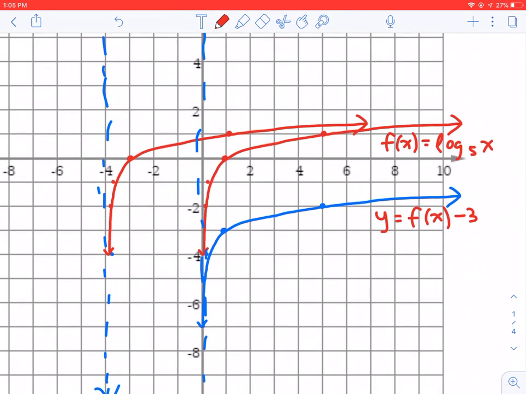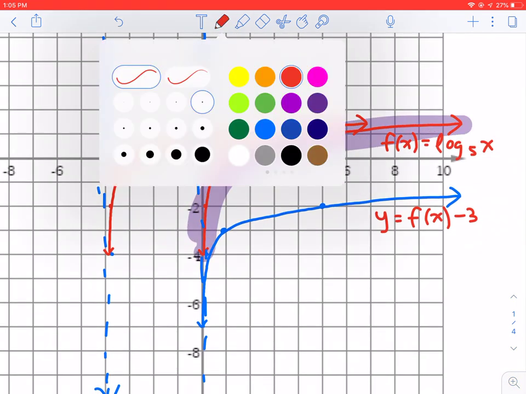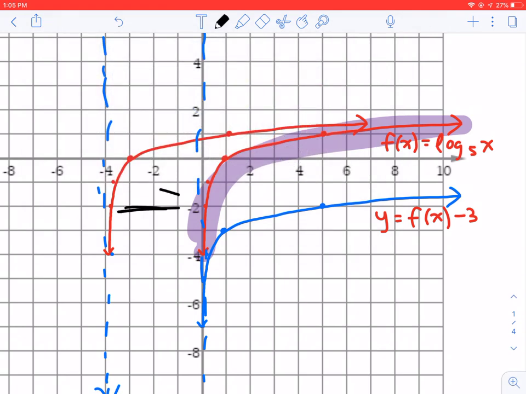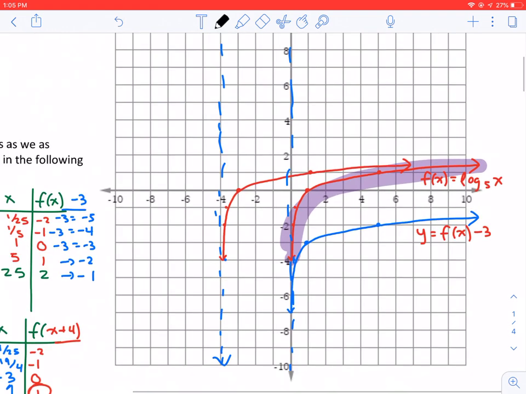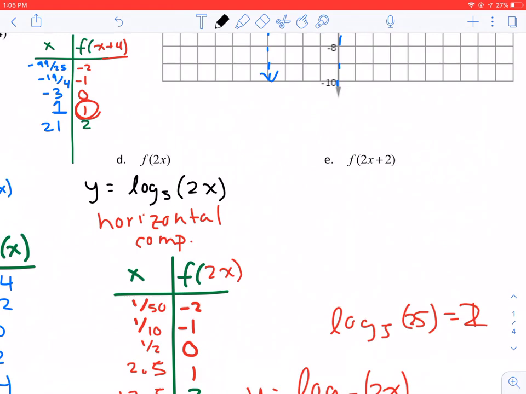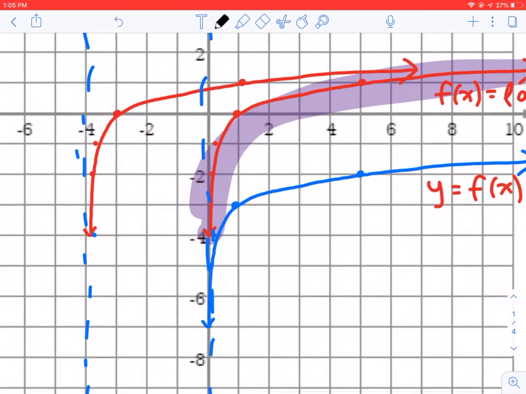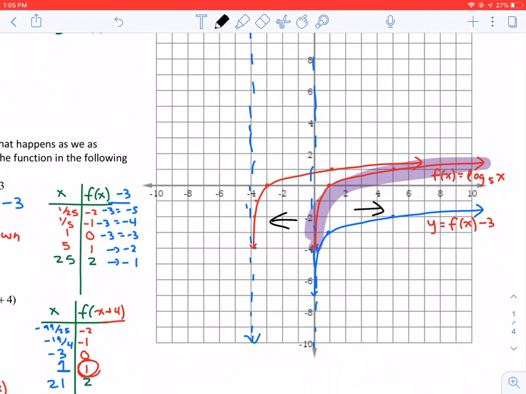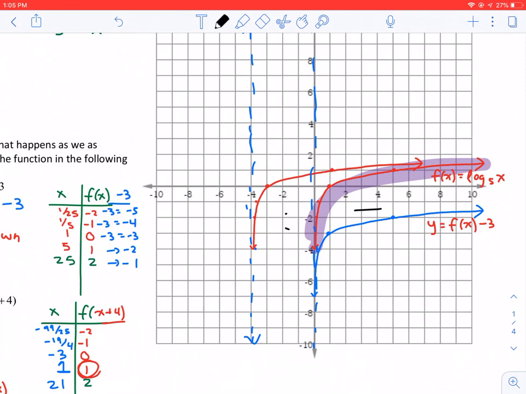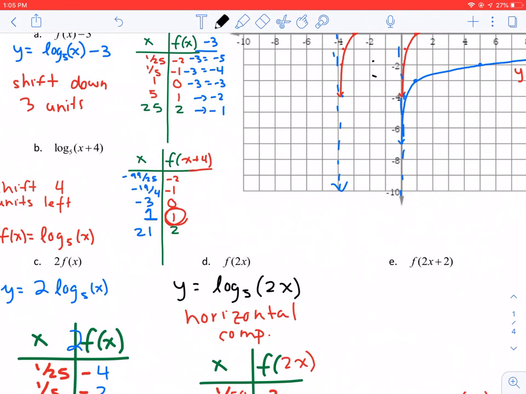But what's going to happen to our original graph is it's going to get pinched in. It's going to squeeze in. And imagine those two arrows pushing in the function. That's what's happening when we multiply by 2. And the bigger the number we multiply by, the more it gets squeezed in. And when that number is less than 1, that'll be a horizontal stretch. Like the x and y transformations are all opposites, if that makes any sense.